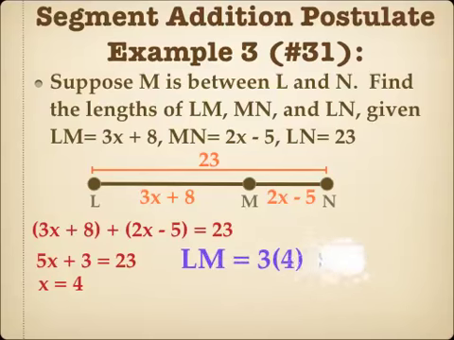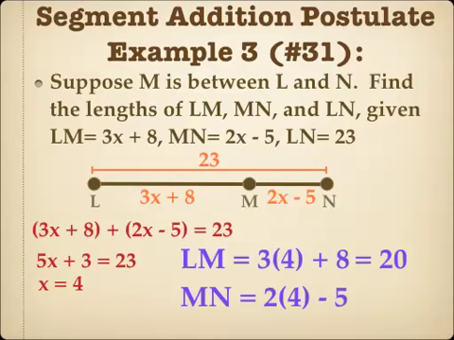So for LM, I do 3 times 4 plus 8. 3 times 4 is 12, plus 8 is 20. For MN, I do 2 times 4 minus 5. Well, 2 times 4 is 8, minus 5 is 3.